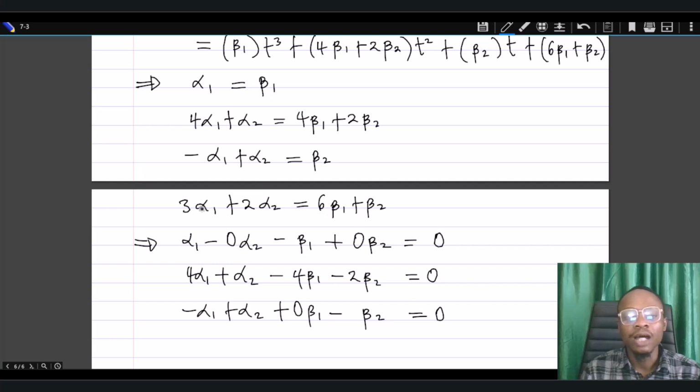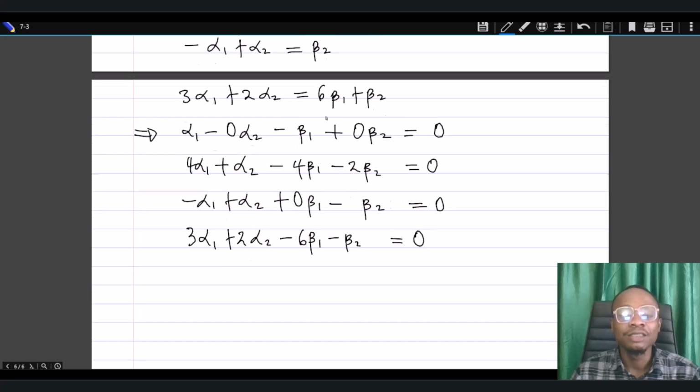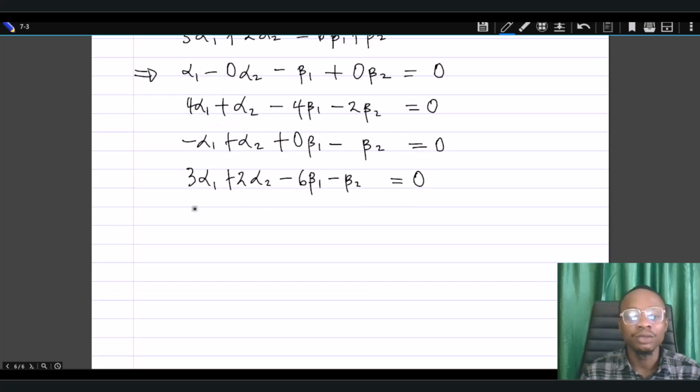And for the fourth equation, we have 3 alpha 1 plus 2 alpha 2 minus 6 beta 1 minus beta 2 equals 0. So we have a homogeneous system of linear equations here. Okay, so by this, we can put this in matrix form.